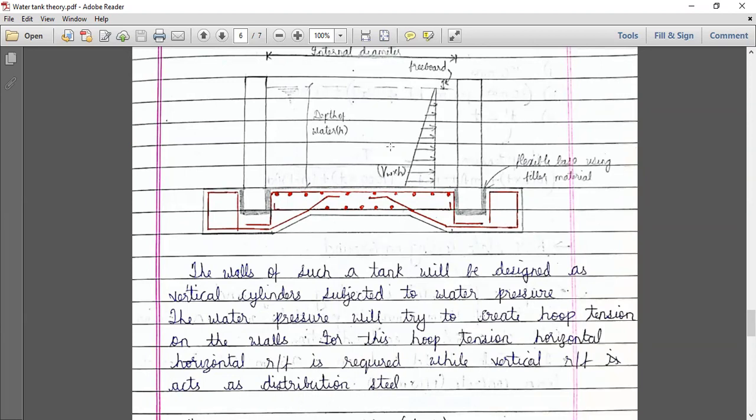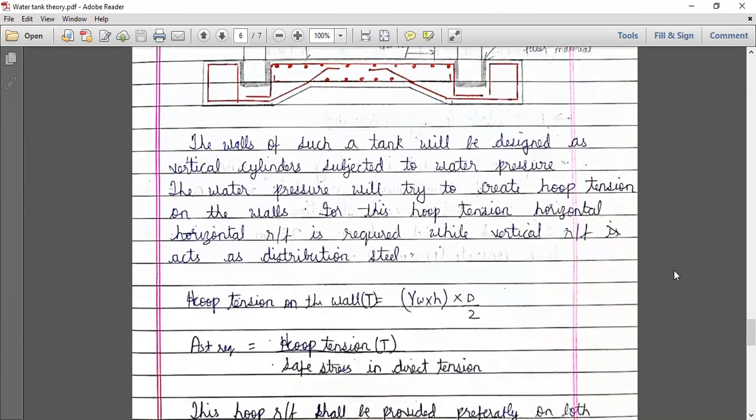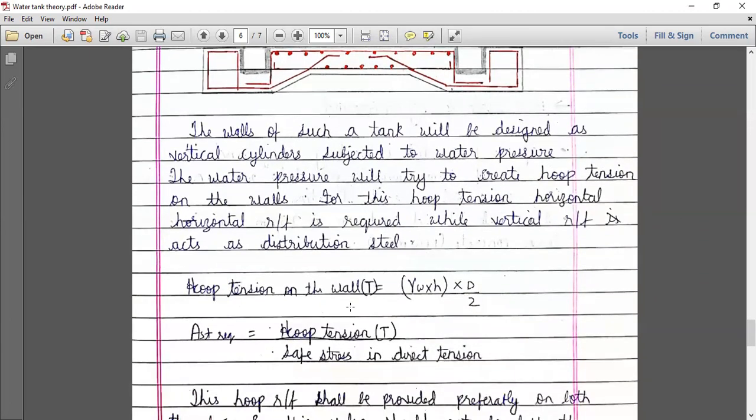So you have to understand how the main steel is placed and how the distribution steel is placed. Now, since hoop tension is acting here, in which direction will your main reinforcement be? It will be in the horizontal direction. Hoop tension means circular tension, so it is called hoop. The tension which is developed in the circular water tank is called hoop tension. In this case, the main reinforcement will be in the horizontal direction and the distribution will be in the vertical direction.